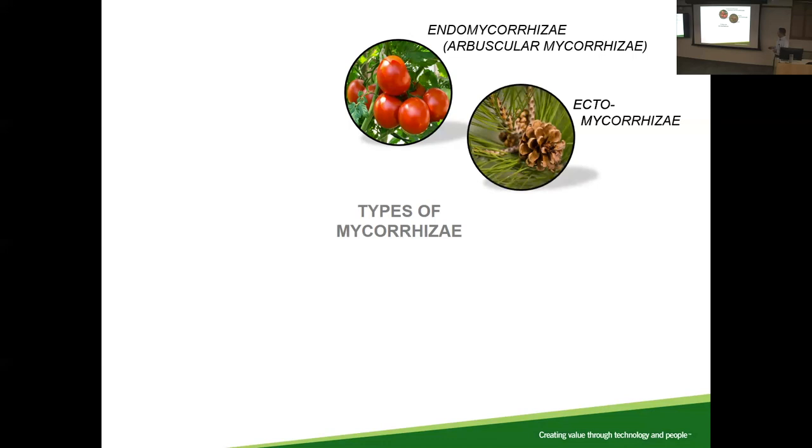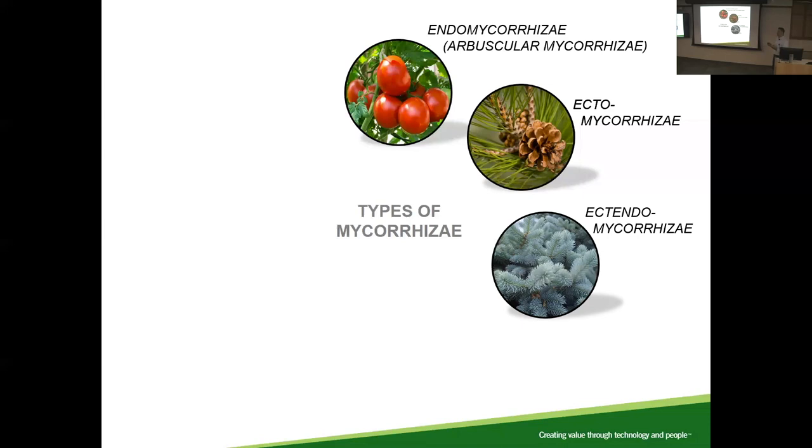There's another type called ectomycorrhizae that do not penetrate inside the cortical cells. They form a mantle around the roots, and they form their hyphae in the intercellular spaces of the roots. They live in symbiosis with hardwoods and forest trees, pines and spruces, for example. There's also a very specific subtype of ectomycorrhizae, ectendomycorrhizae, which represent only a very tiny portion of the plants and the symbiosis.